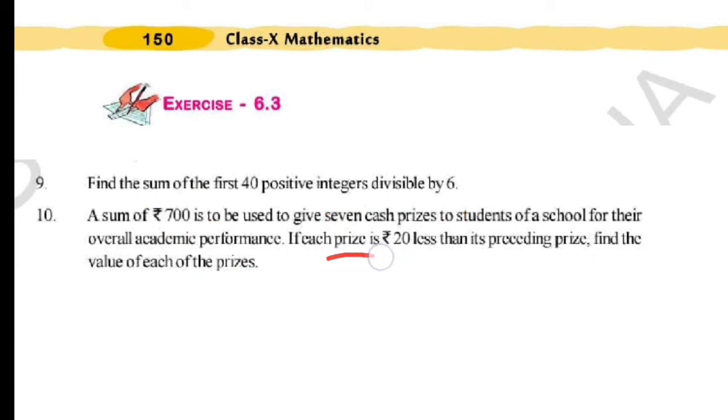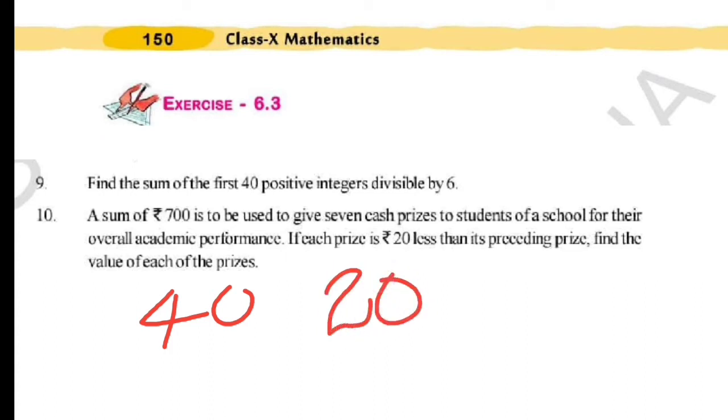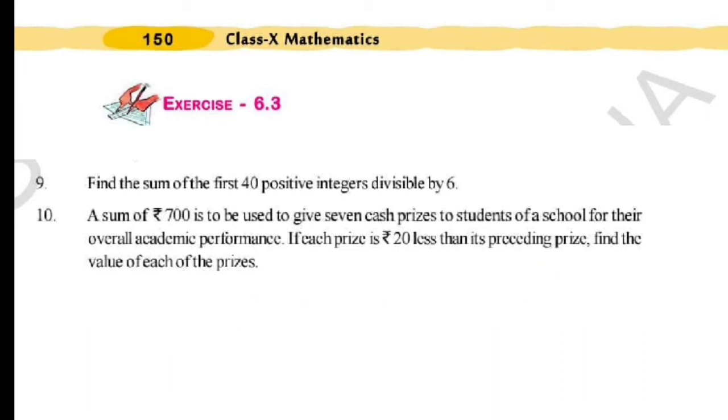See here, each prize is 20 rupees less than its preceding prize. For example, if the first prize is 40 rupees, then the next prize will become 20 rupees, and the next prize will become 0. So like that, each prize is 20 rupees less than its preceding prize.